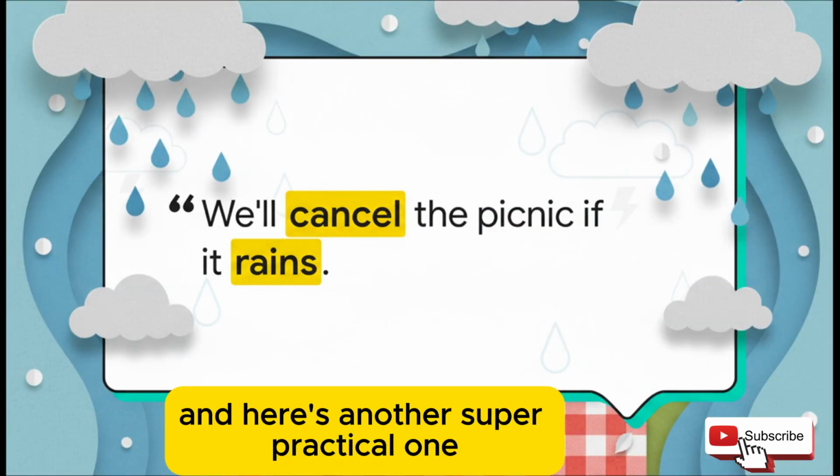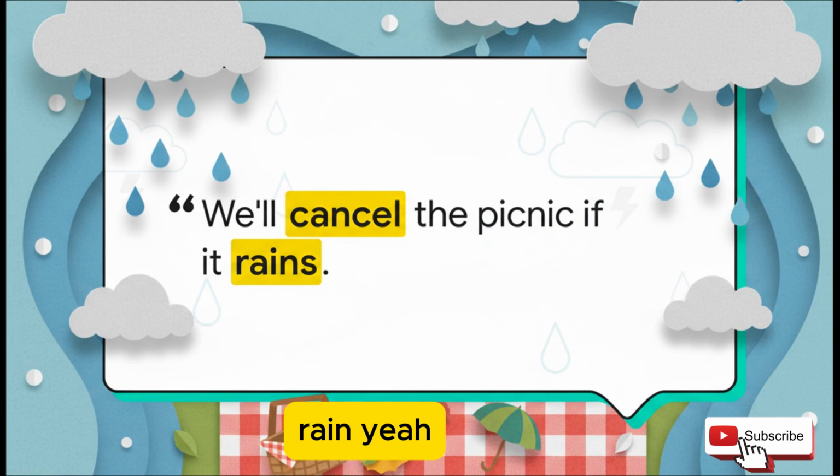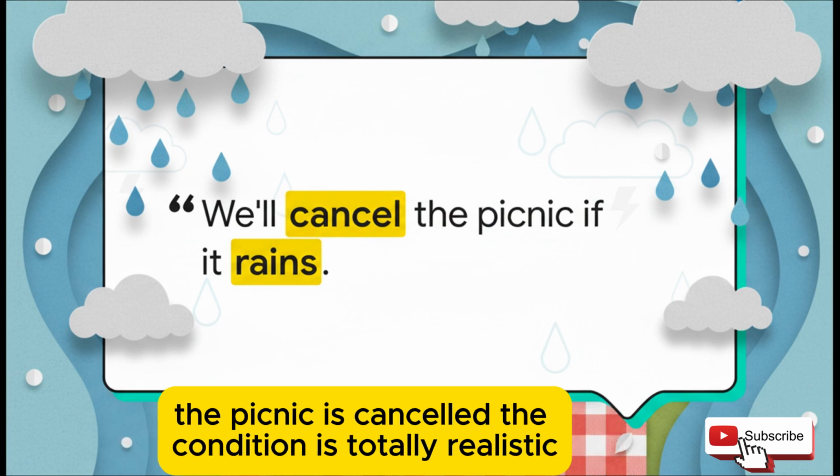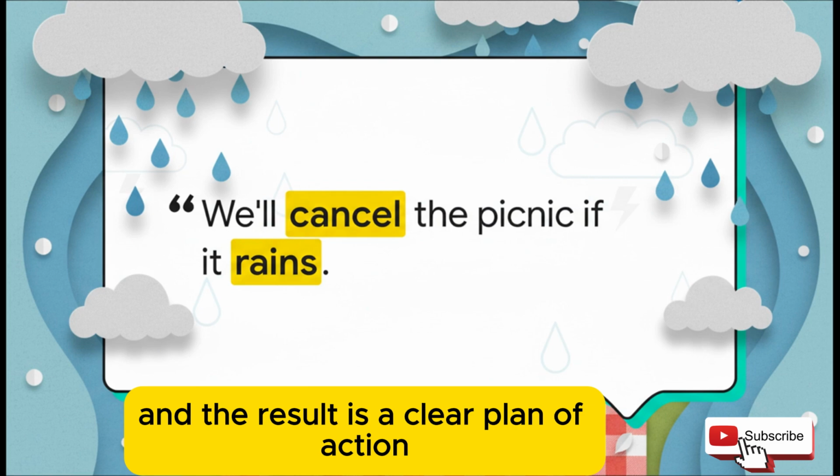And here's another super practical one. Rain? Yeah, that is a very real possibility, especially here. So what's the plan if it does? Well, the picnic gets canceled. The condition is totally realistic, and the result is a clear plan of action.